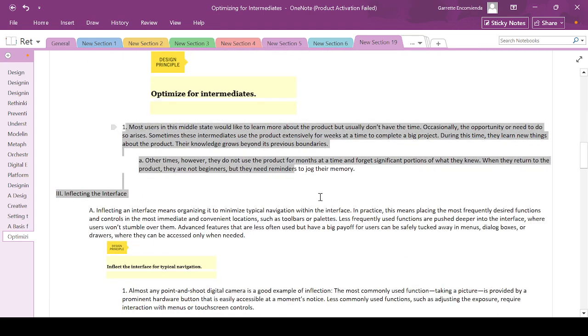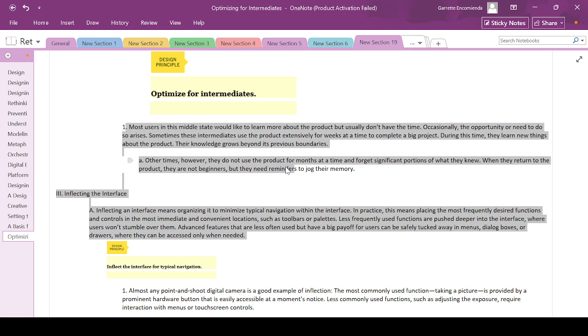So most users in this middle state would like to learn more. Again, design principle: optimize for intermediates. Most users in the middle state would like to learn more about the product but usually don't have the time, because the only way they can become expert is if they use it every day. Occasionally, the opportunity or need to do so arises. Sometimes these intermediates use the product extensively for weeks at a time to complete a big project. During this time, they learn new things about the product. Their knowledge grows beyond its previous boundaries.